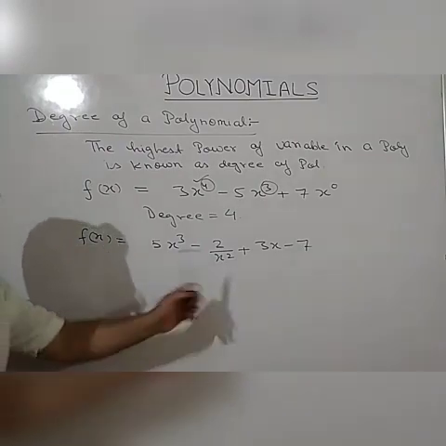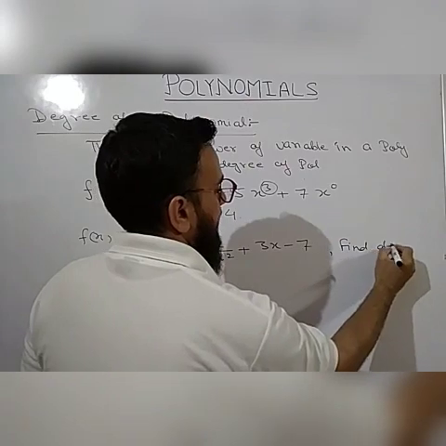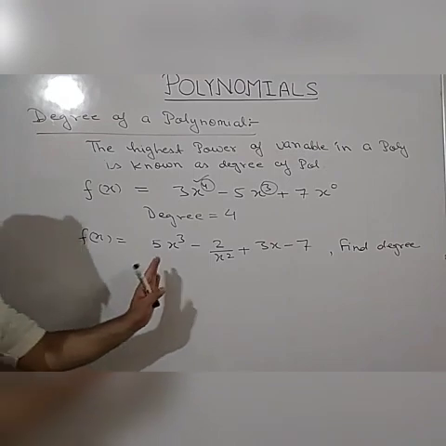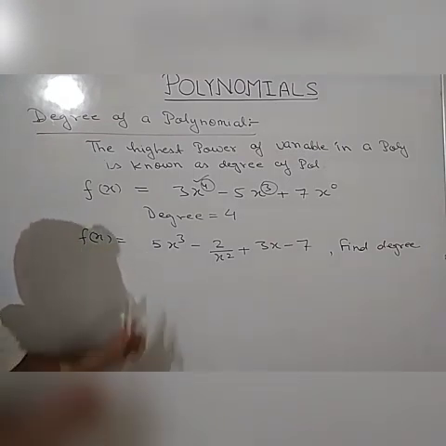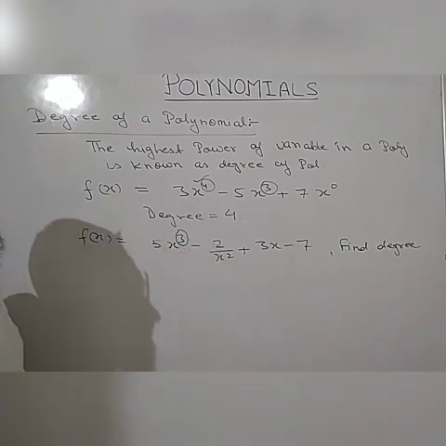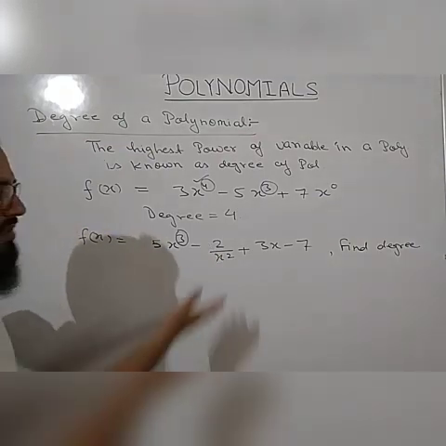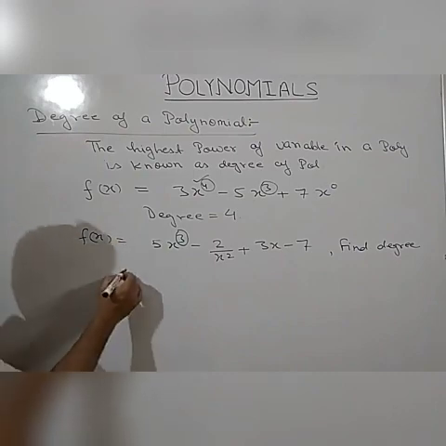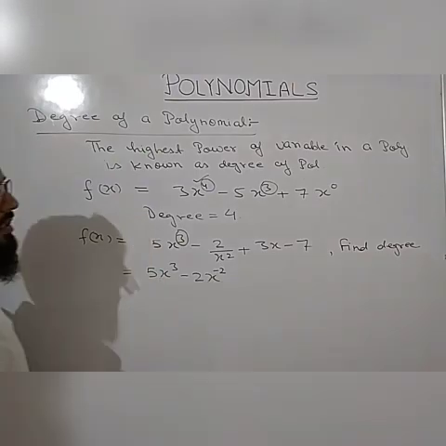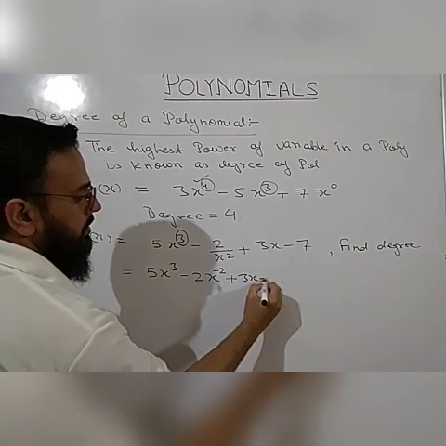Okay, this is an algebraic expression. Now we have to find the degree of this polynomial. So first we will check whether it is a polynomial or not. The first term is x to the power 3. The second term is not written in the general form because x squared is in the denominator. So first we will take this x squared to the numerator. So this can be written as 5x^3 - 2x^(-2) + 3x - 7, since taking x squared to the numerator makes its power minus 2.